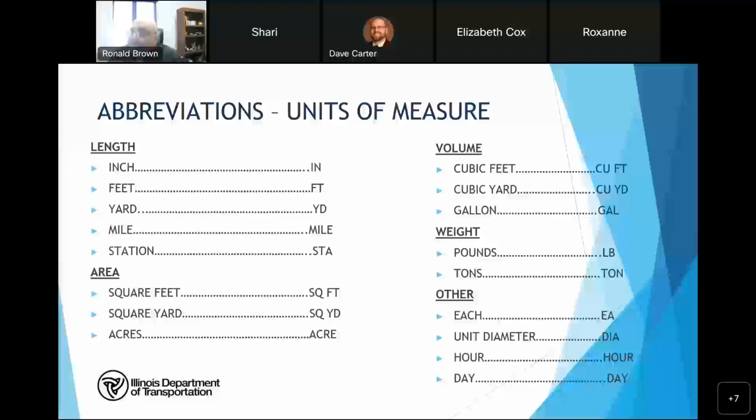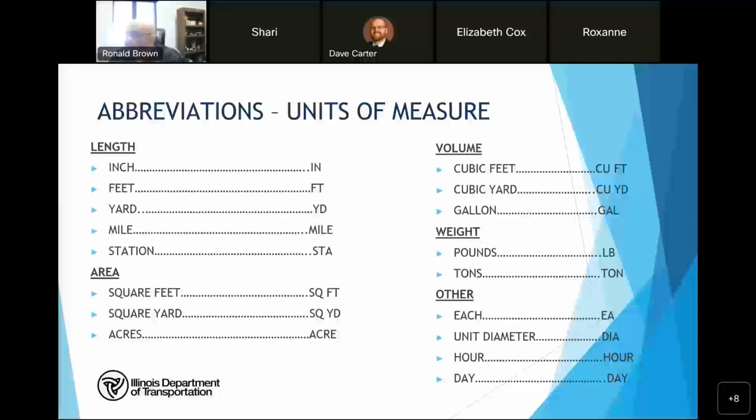Your typical abbreviations for units of measure are included on this slide here. For length, that would be your lineal feet. You have the abbreviations for inch, feet, yard, mile, and station. Your area abbreviations, we list here square feet, square yard, acres. For your volume abbreviations, you typically run into cubic feet, cubic yard, or a gallon. For a weight measurement would be pound or ton.